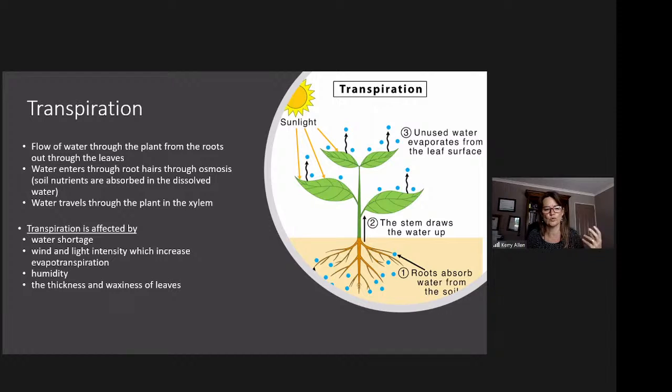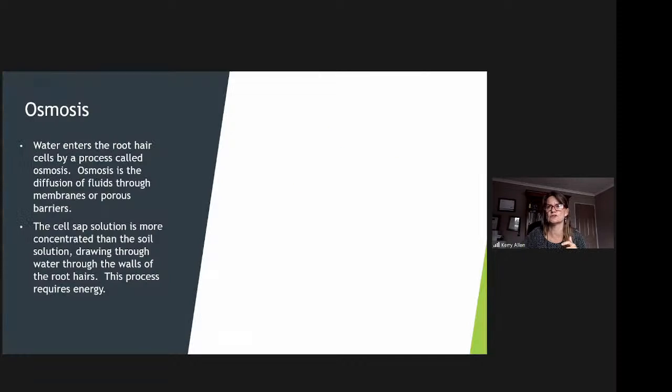If it's a water shortage, this can't be carried out, so it will wilt. If there's too much wind, transpiration occurs much faster because it takes those water particles off the leaves. If there's too much light or heat, the same thing will happen. With humidity, if it's too high, it can't transpire because there's too much water in the air. Also the thickness and waxiness of the leaves will play a part here. Normally that is to do with the type of plant you've picked.